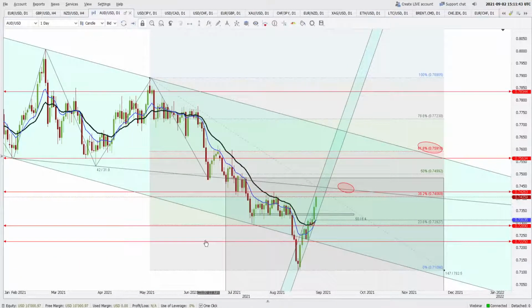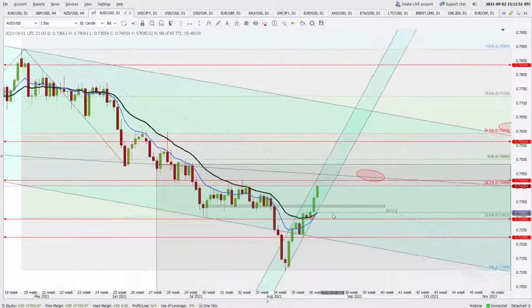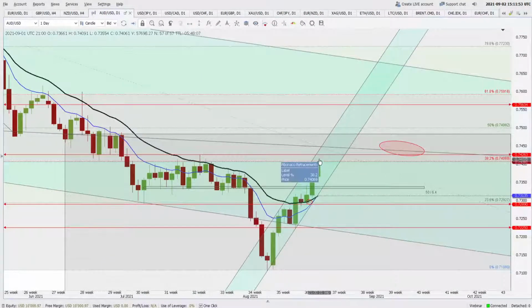where is the price right now? Price is trading right at the resistance of 38.2%. It is sitting there and it is in line with the resistances of these highs. So expect the price to reverse from where it is right now. The price has made a high of around 0.7383, and I am expecting this high to be the daily high, and from here I am expecting a reversal.